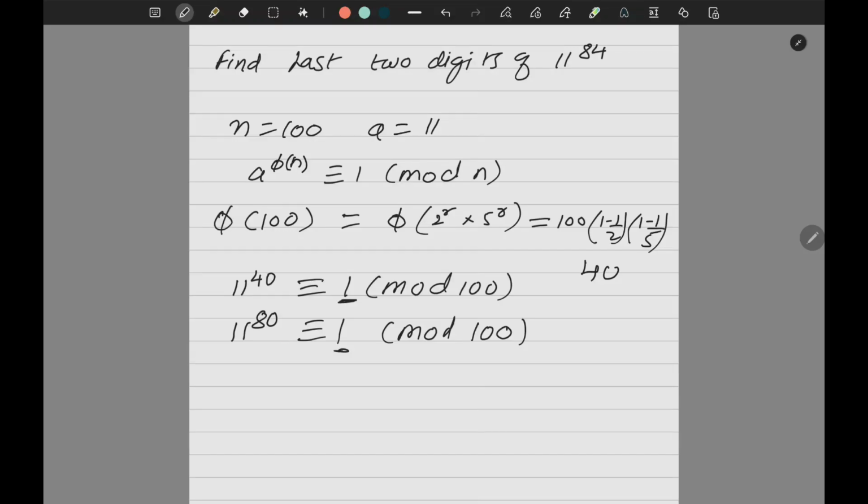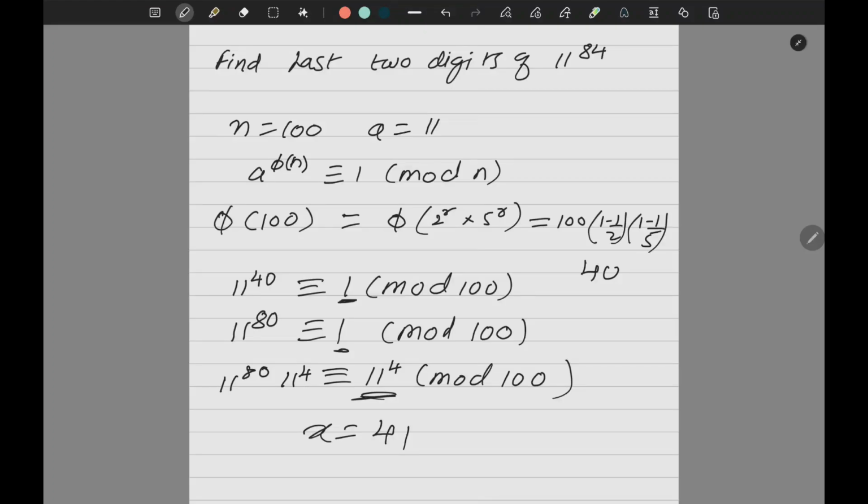Now I am sitting at 80. I want to go to 84. No issues. I can multiply by 11 to the power 4 on both sides, mod 100. Now how to reduce this 11 to the power 4? You have a calculator. I have taught you in one video how to get this. So my answer will be 41. I'll first get 441, and then again applying the mod value, I'll get 41.